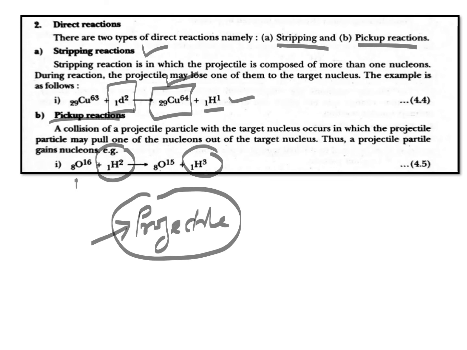pickup reaction. It means in a stripping reaction, the target accepts one of the nucleons from the projectile, or the projectile loses one of the nucleons. And here in the pickup reaction, deuterium accepts, or you can say gains, the nucleon from the target nucleus. This is called the pickup reaction. Just like when we have a lot of chocolates, we take the good chocolates from the basket; like that, the projectile can take one of the nucleons from the target. This type of reaction is called the pickup reaction.